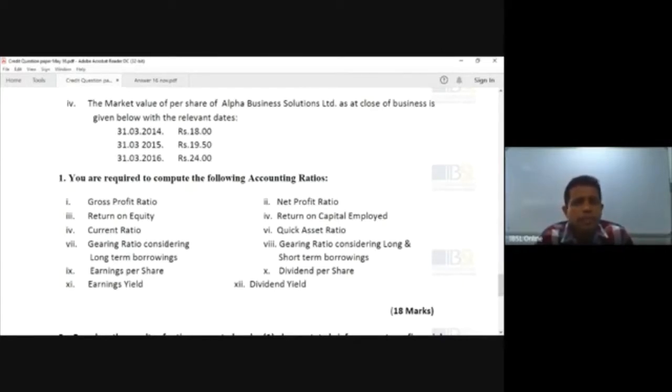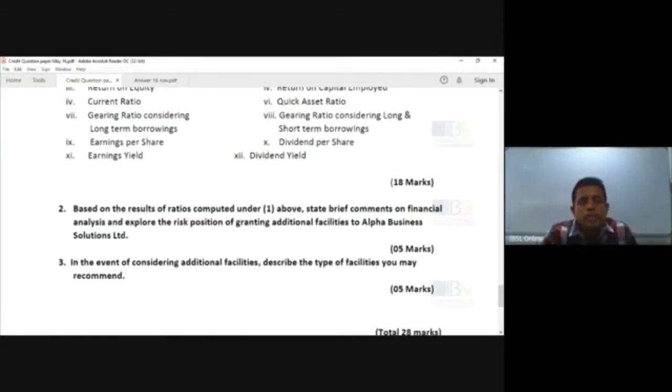Profitability: GP, NP, return on equity, return on capital employed. Then liquidity: current ratio and quick asset ratio. Then gearing, considering long-term borrowing, gearing ratio 1, and considering long-term and short-term borrowing, gearing ratio 2. For investor relations: earning per share, dividend per share, earning yield and dividend yield. They have not asked any ratios relating to working capital. For that ratio calculation, 18 marks have been allocated for 12 ratios.